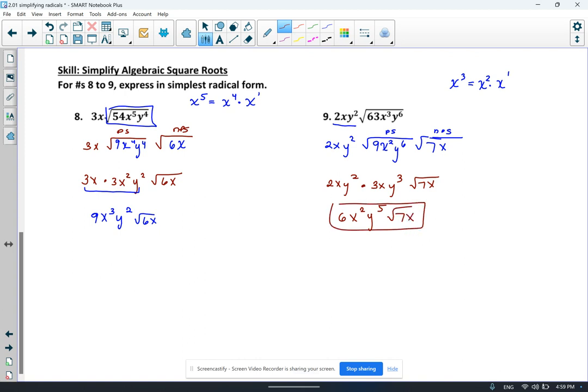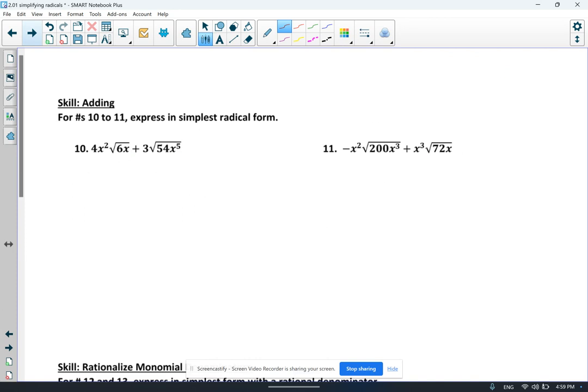And I'd like to do one more problem in this video. Okay, so how do we add expressions with radicals? It's pretty much the same thing. I'm going to do problem number 11. So how do we do this? I'm going to carry down that coefficient, and I'm going to have to simplify that 200x cubed. I'm also going to have to simplify the 72x. So let me separate that out.